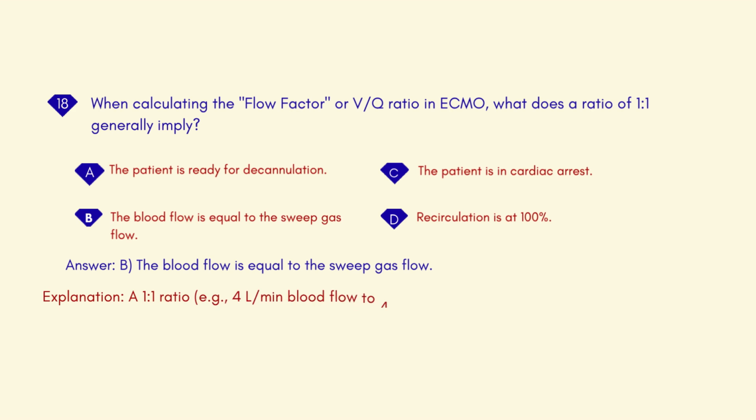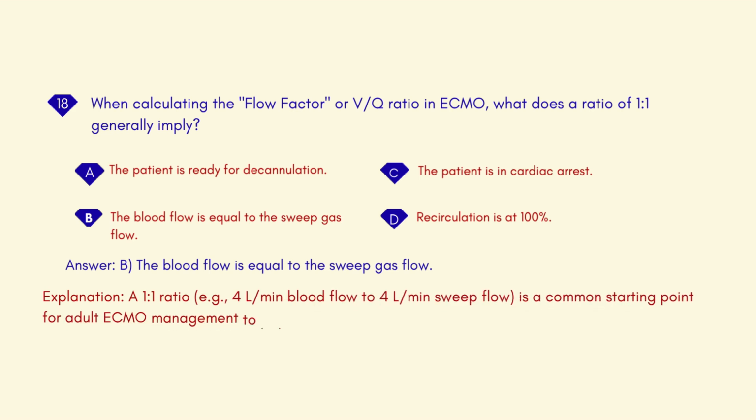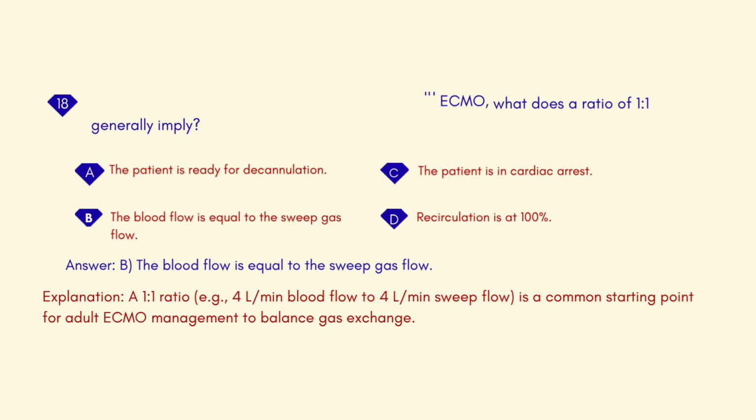Explanation: a 1-to-1 ratio, e.g., 4 liters per minute blood flow to 4 liters per minute sweep flow, is a common starting point for adult ECMO management to balance gas exchange.